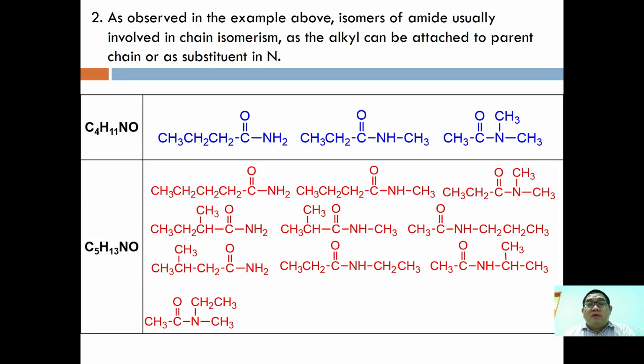As observed in the examples above, isomers of amides usually involve chain isomerism, as the alkyl can be attached to the parent chain or as a substituent on N. If you have 4 carbons, it's C4H9NO, and this one is C5H11NO. For C4H9NO, you have butanamide, N-methyl propanamide, and N,N-dimethyl ethanamide. And if you have 5C, there are going to be more variations, as you can see here. Once you name the isomers, they can be classified according to different classifications, as you can see from all the examples here.